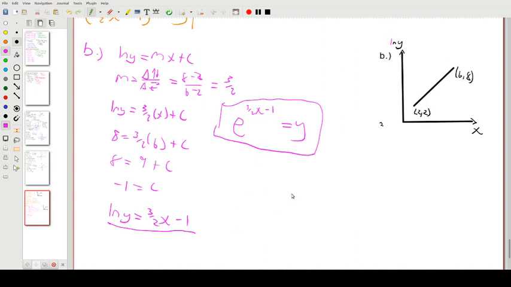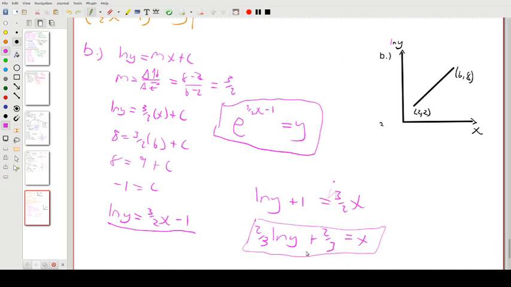There we go. And to write it in terms of x, we'll have ln y, and then we'll take the 1 over, plus 1 equals 3 over 2 x, and then divide by 3 over 2. So we get 2 over 3 ln y plus 2 over 3 equals x. Right, and there we have it. So that's in terms of x and in terms of y for both of these equations.